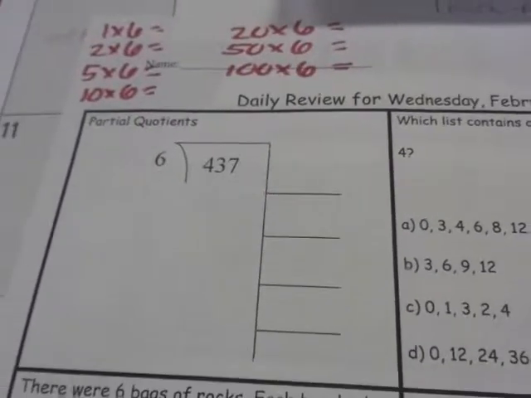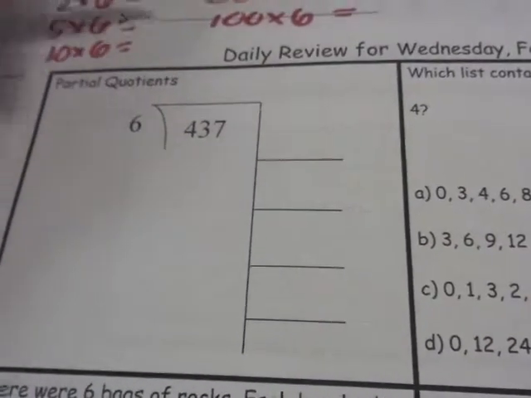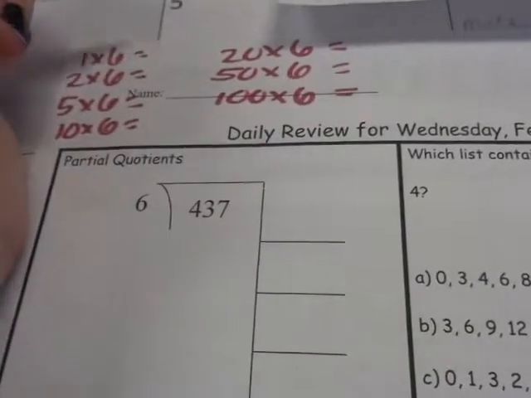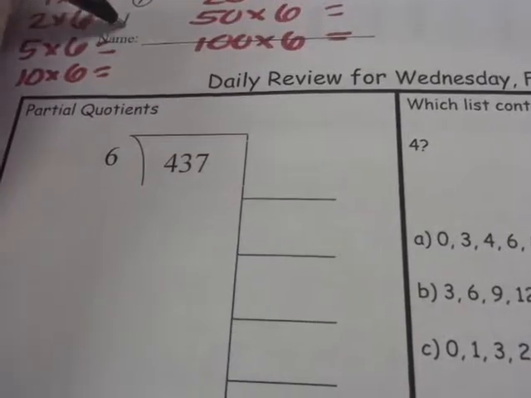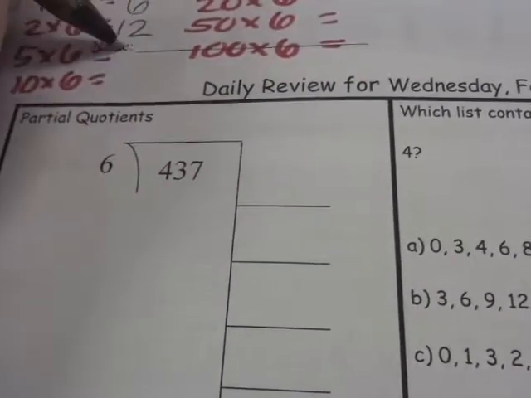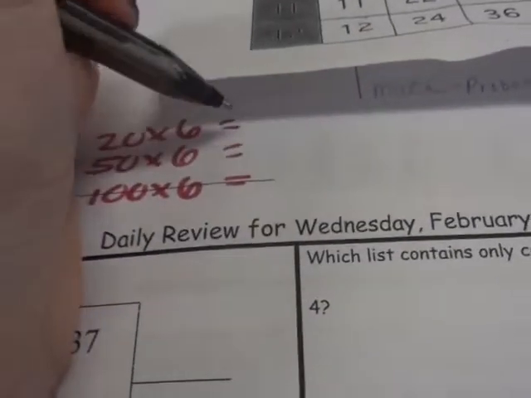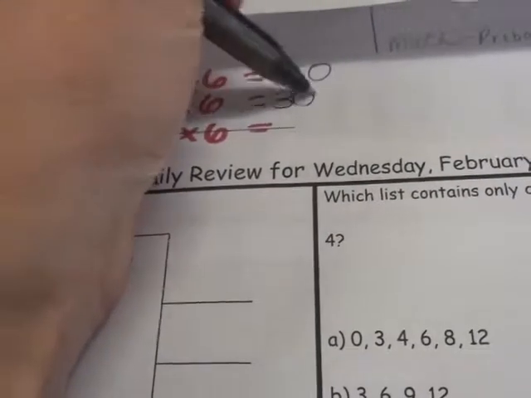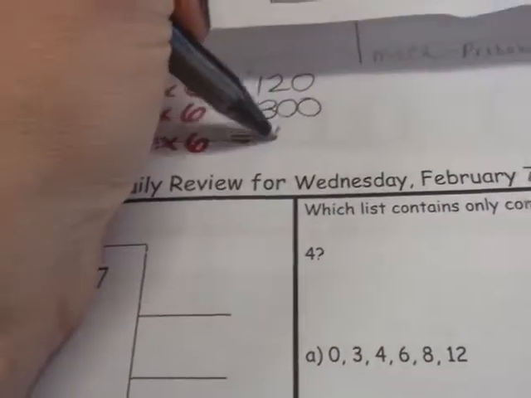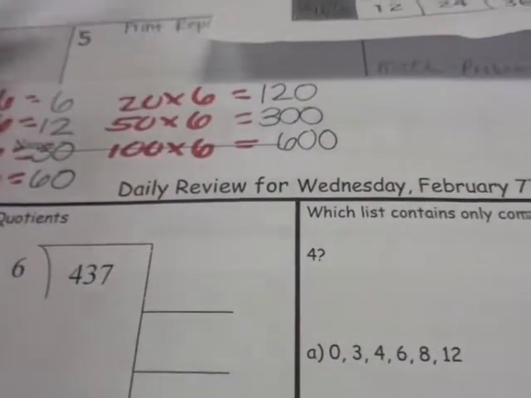Homework checker for Wednesday. First question, 437 divided by 6. So if you're solving this using partial quotients, I'm going to create my cheat sheet to figure this out. So 1 times 6 is 6, 2 times 6 is 12, 5 times 6 is 30, 10 times 6 is 60, 20 times 6 is 120, 50 times 6 is 300, 100 times 6, 600. So if you notice, there's always a little pattern going on there.